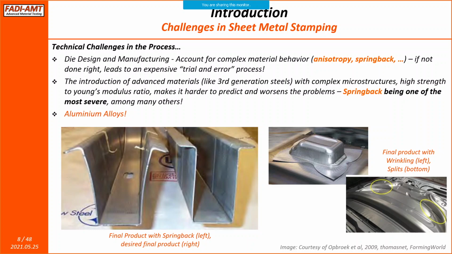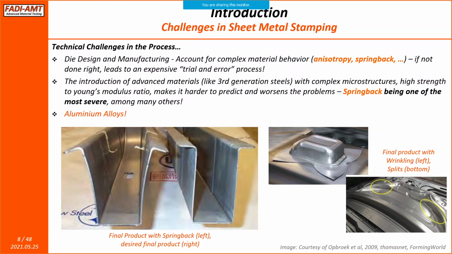If the die design doesn't account for material behaviors like anisotropy and springback, it becomes an endless process of trial and error. And the introduction of advanced high-strength steels and aluminums makes it even harder. There are several other problems, but the problem that we are going to address in this presentation is springback, which is basically the elastic recovery that a metal experiences after it is unloaded.